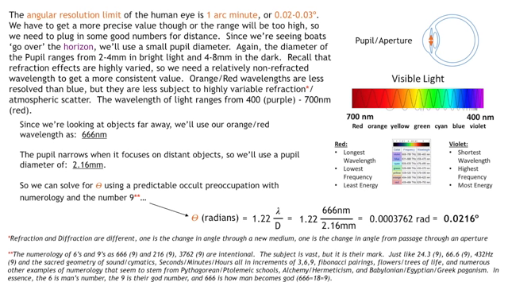So again, the diameter of the pupil ranges from 2 to 4 millimeters in bright light and 4 to 8 millimeters in dark. Recall that refraction effects are highly varied, so we need a relatively non-refracted wavelength to get a more consistent value for a distant object. So orange-red wavelengths are less resolved than blue, but they are less subject to the highly variable refraction effects and atmospheric scatter that we witnessed before.